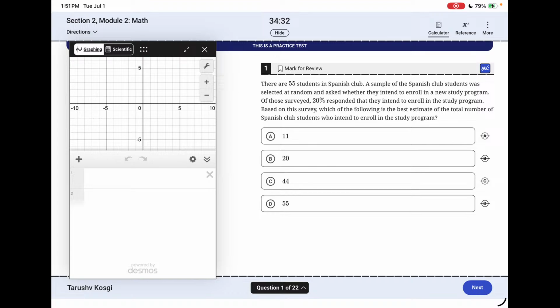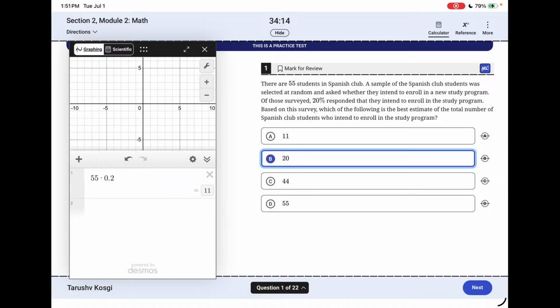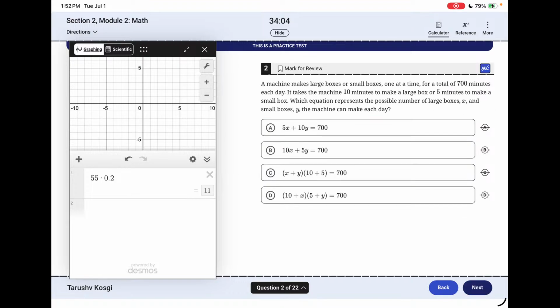Which of the following is the best estimate of the total number of Spanish? Okay, sample. There are 55. So the sample is 20%. 55 times 0.2 is 11. It's not 20, and it can't be either of these because it's too many. So yeah, it's got to be like that.